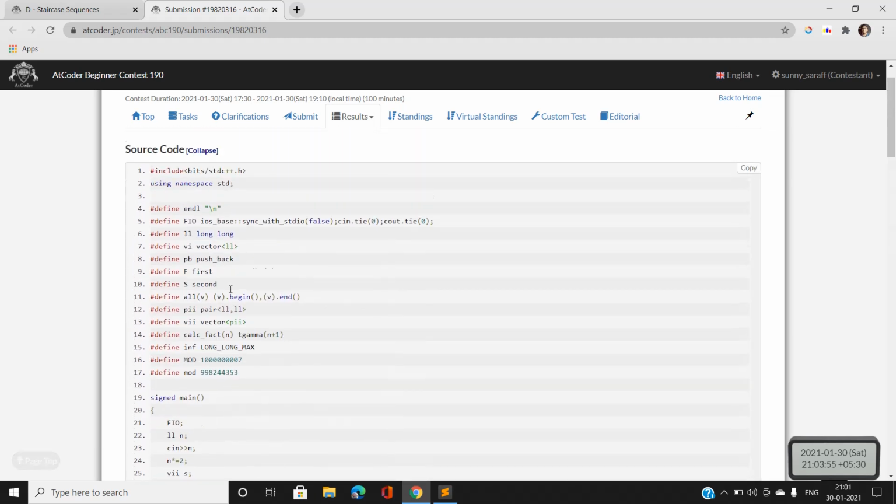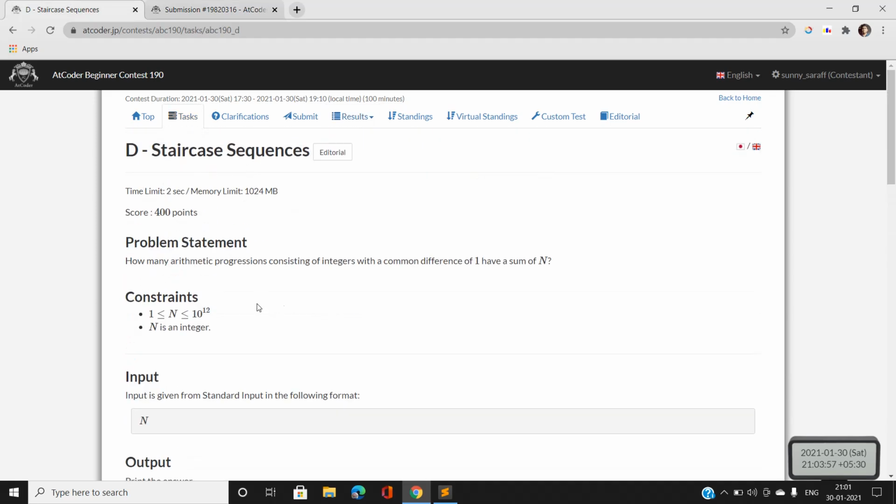So the question is very simple, and it requires the concept of number theory to find the factors and divisors of a number in O of square root of n time.